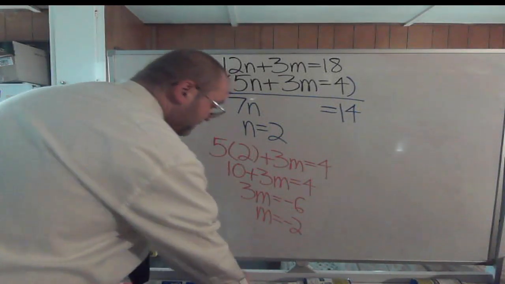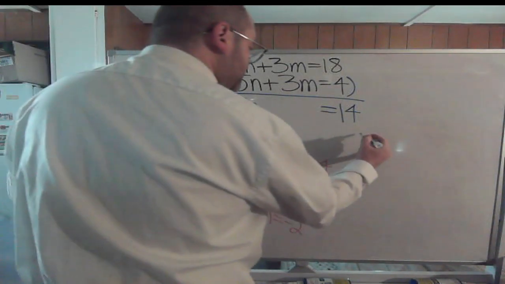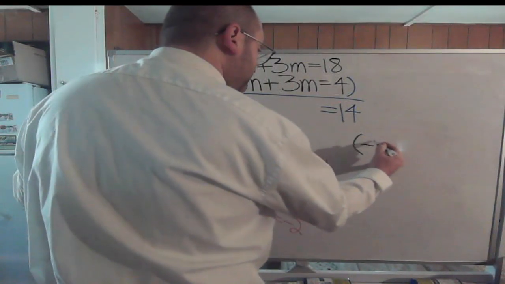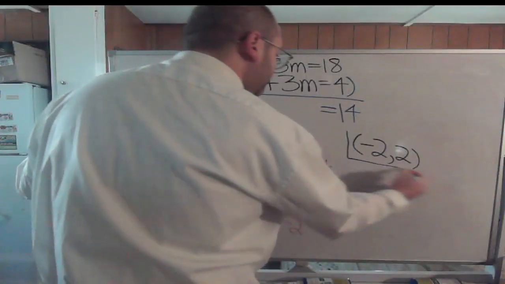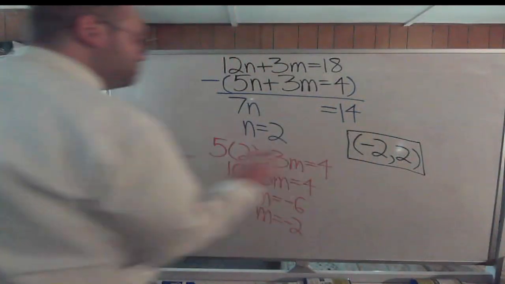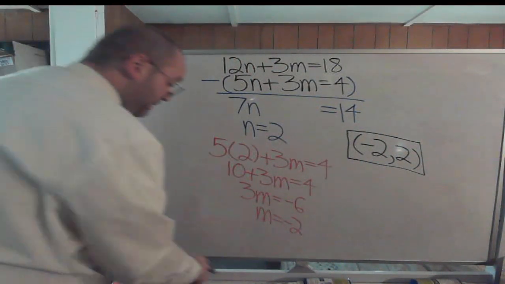And remember, we want this in alphabetical order, so your m coordinate will go first. That would be negative 2, 2. So the solution for these two equations would be negative 2, 2.